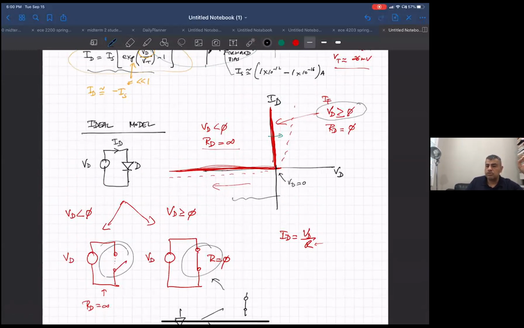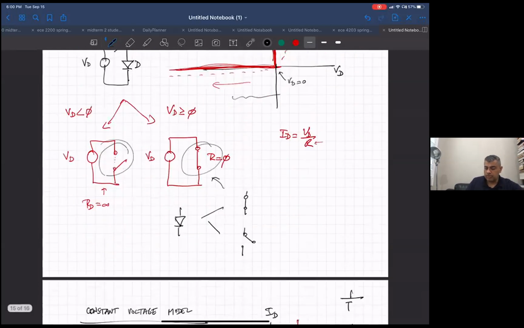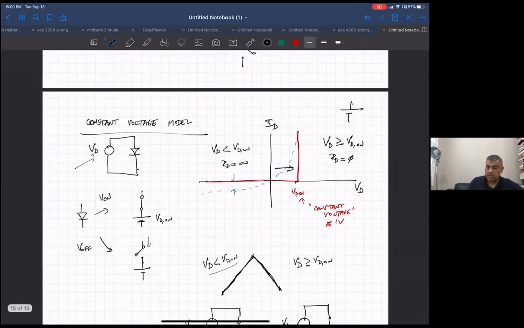But as soon as VD is 1 times 10 to the minus 20, or a real small number, the I sub D pegs. Okay, it goes to infinite. And the same thing is true here. So you have to make sure you consider that the diode is on when VD is at 0, or at VD on, depending on the ideal model or constant voltage model.